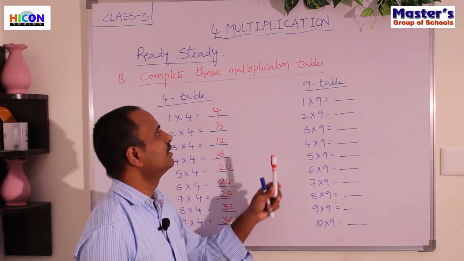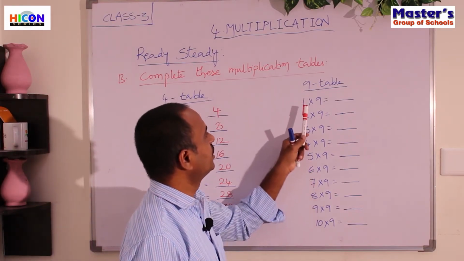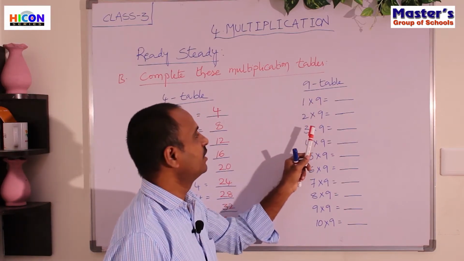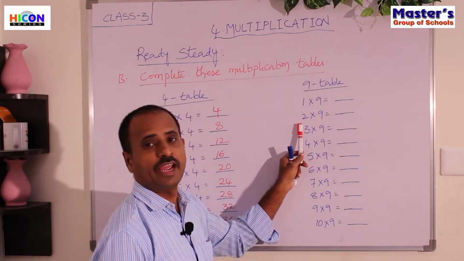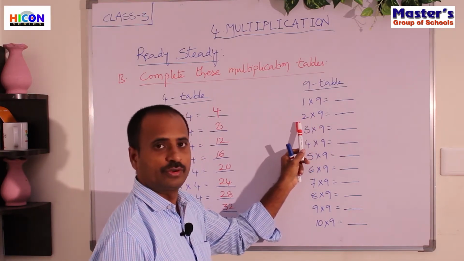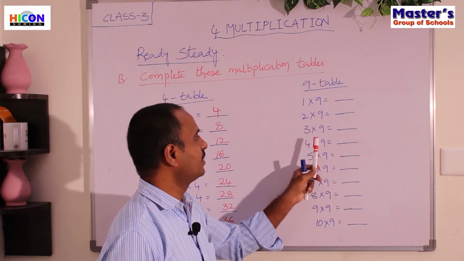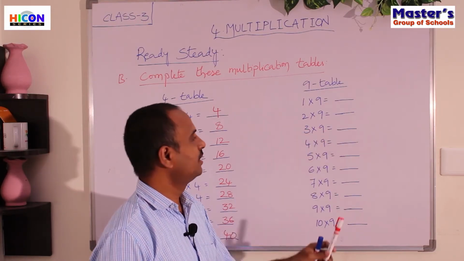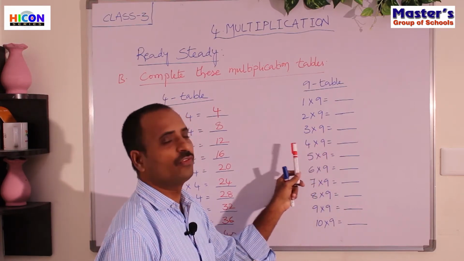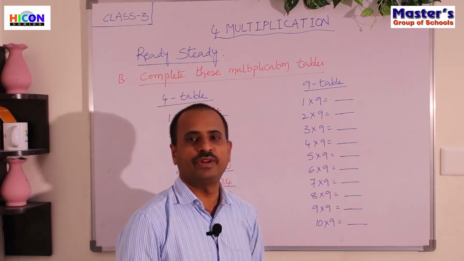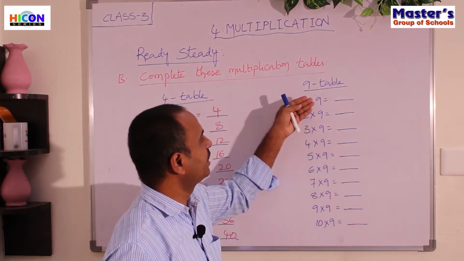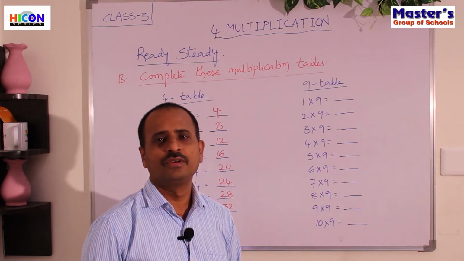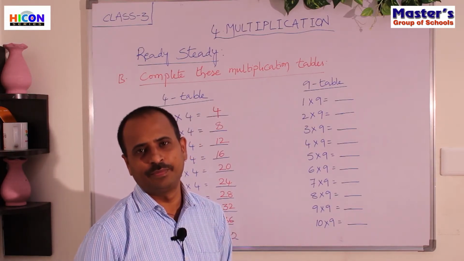And see the next one, the 9th table. In this table, we add the number 9 1 time. And if the number 9 is added 2 times, it is called 9 into 2, that is 9 2 jar. And if the number 9 is repeated 3 times, it is called 3 into 9. And if the number 9 is added 4 times, it is called 4 into 9. So the number 9 is added so many times, and then we get the 9th table. So tables are nothing but multiplications.